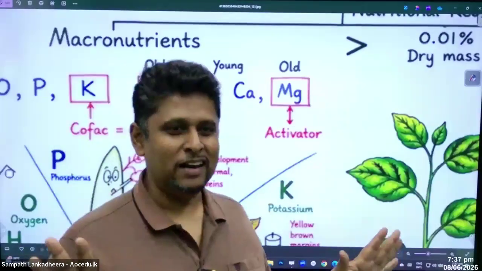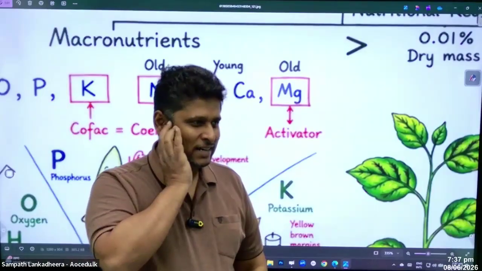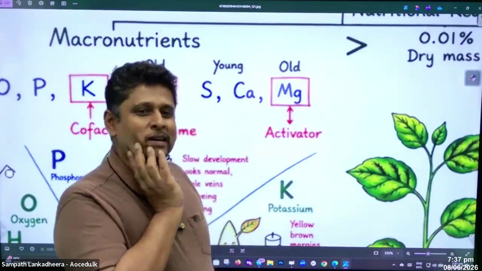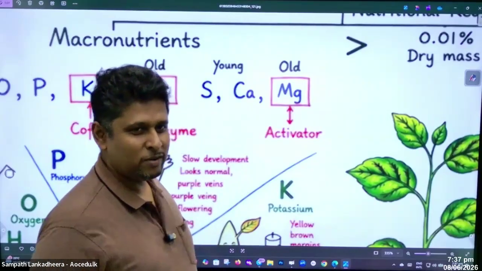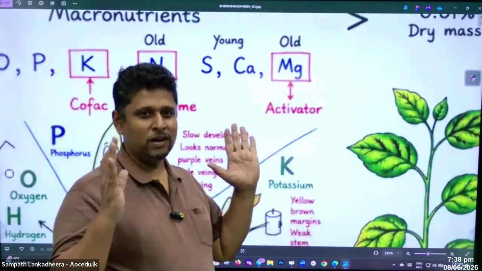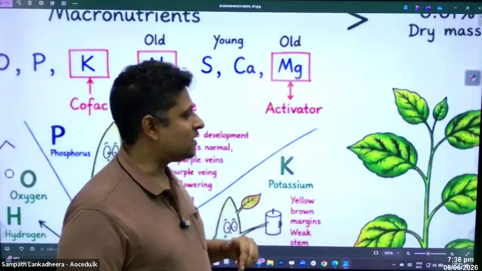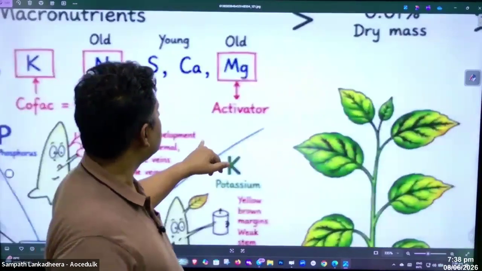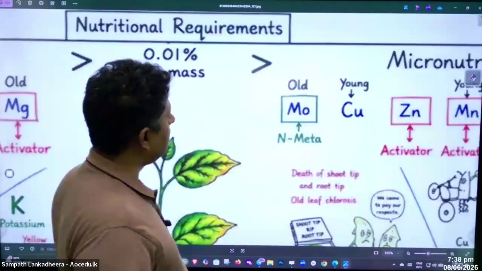I can send this file as a picture for you, but I think I'll print it and give it to you. If I fail to print it at the offset press, I'll probably print it a little smaller, to A3 size, and give it to you, right? So this is the activator.